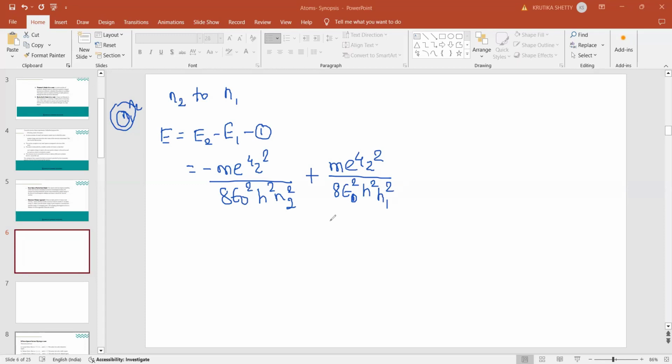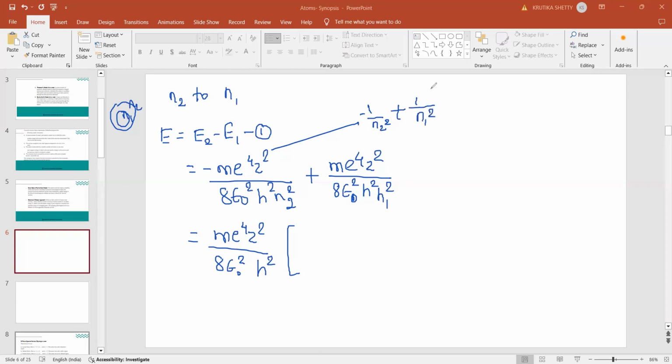Yes, students. So now you can see what all common terms are there. Just a very simple derivation. What is common here? m is common, e to the power 4 is common, z square is common, upon 8 epsilon naught square h square is also common. Only n1 and n2 remain. So inside the bracket, the remaining quantity in the first expression is minus 1 upon n2 square, and in the other, plus 1 by n1 square.